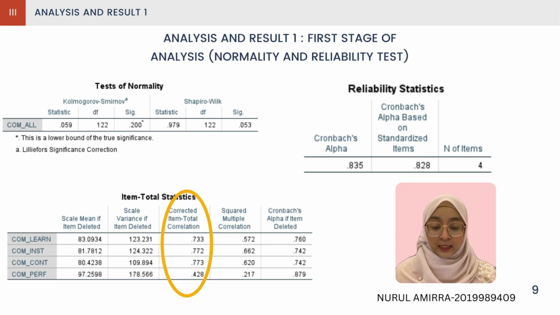The second table is the item total statistic. We can see in the corrected item total correlation that for the IV, learner is 0.733, instructor is 0.772, content engagement is 0.773, while the DV, student performance, is 0.428. The third table is the reliability statistic. The result revealed that the Cronbach alpha for the overall scale is equal to 0.835. Thus, the result is reliable.